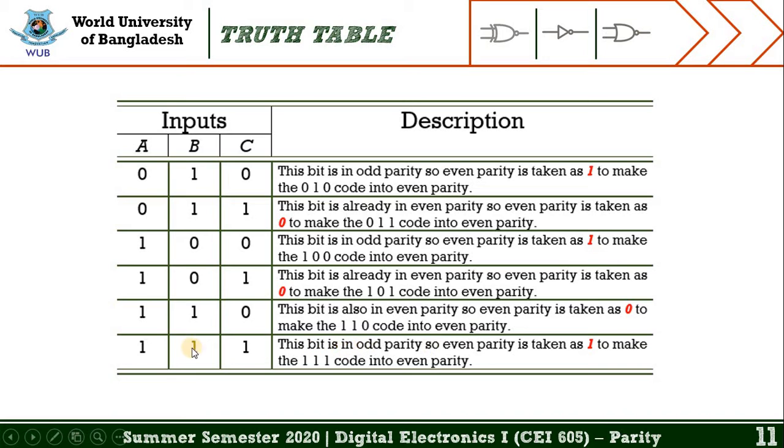The last one is 1, 1, 1. This bit is in odd parity, so even parity is taken as 1 to make the 1, 1, 1 code into even parity.